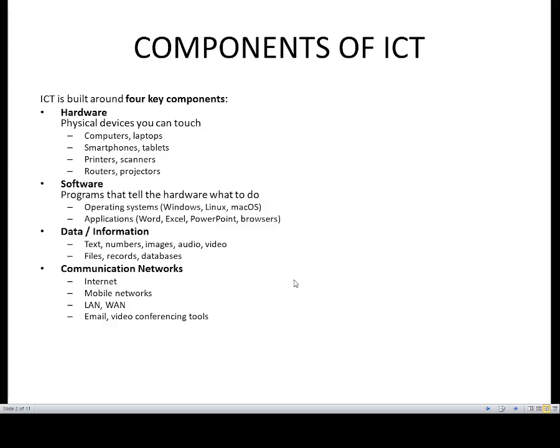We have also the software, the programs or the instructions that tell a computer what to do and how to do it. An example of that area, we have operating systems, where we are going to see Windows, Linux, Mac OS, Android OS, etc. We have application software, where we have Word, Excel, PowerPoint, browsers, etc.